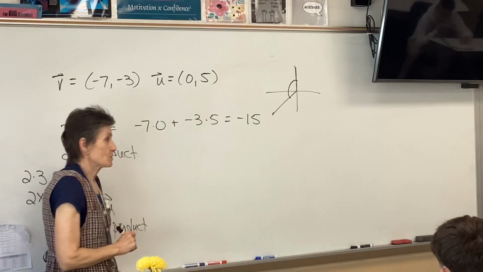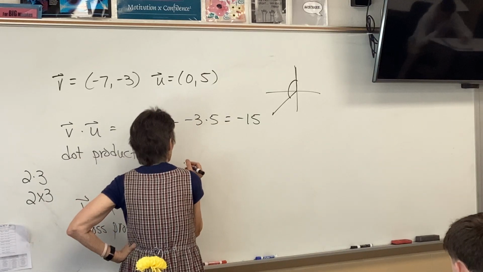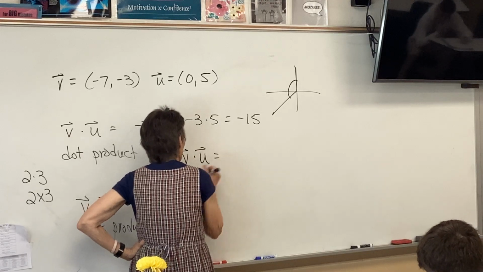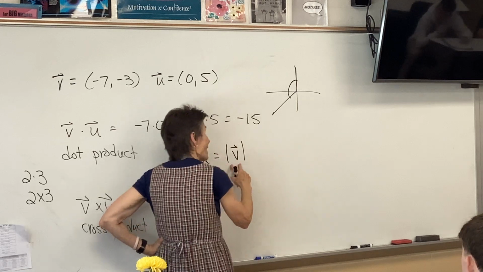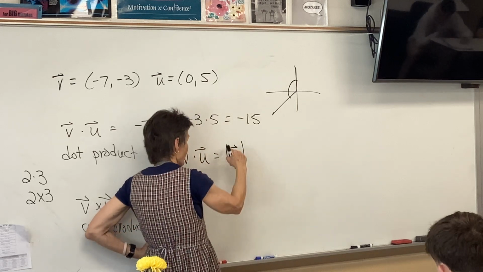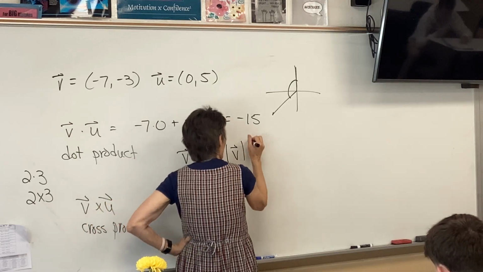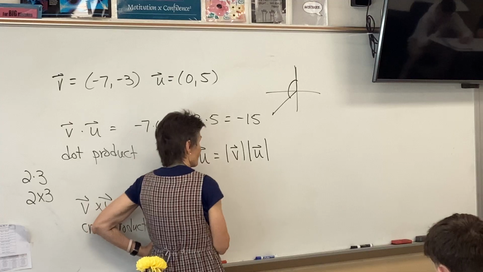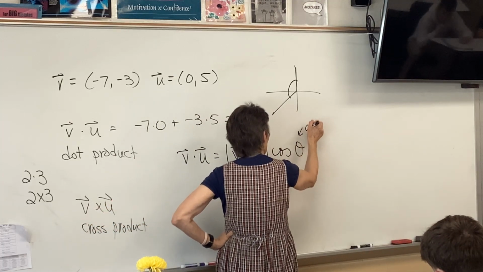Okay? So I'm going to write something up here on the board. You probably should write it down. The dot product, V dot U, is equal to the magnitude of vector V. Remember, this notation means magnitude. Times the magnitude of vector U times the cosine of the angle between them.